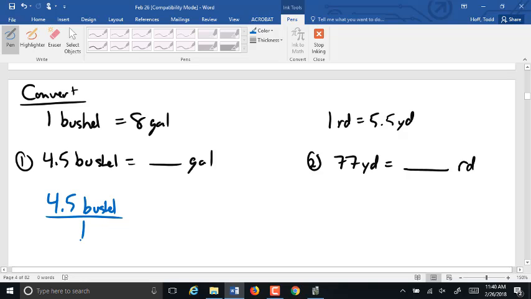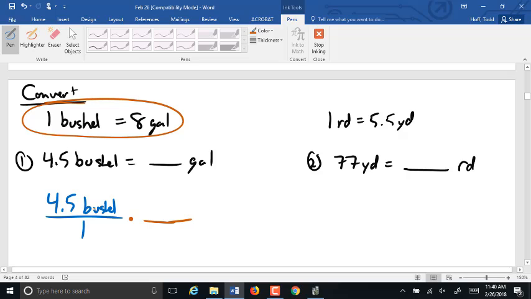To do that conversion, we make it into a fraction. It's 4.5 bushels over 1. And then we're going to use that conversion factor. That conversion factor, remember, is equivalency. That's what I gave you right here. 1 bushel equals 8 gallons.